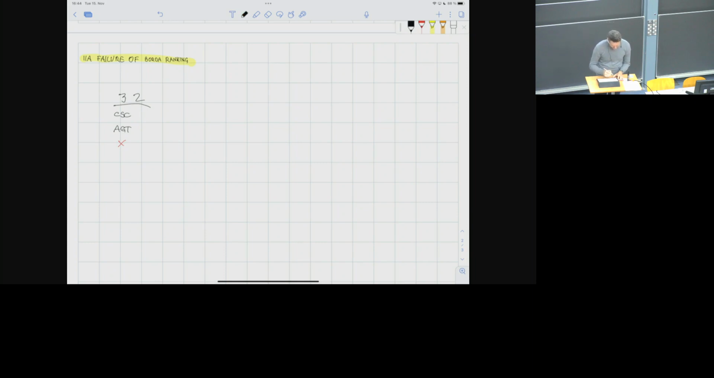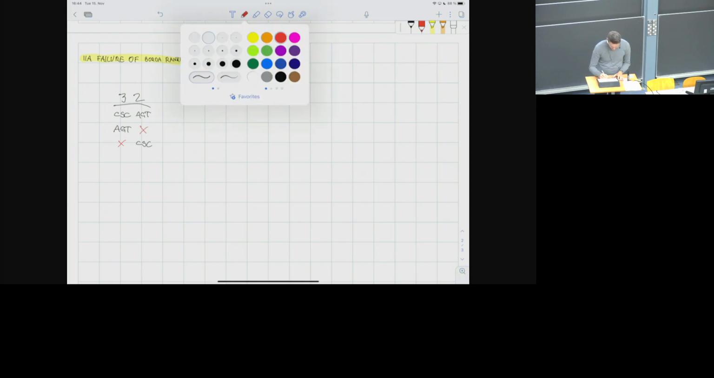Then there are 2 other students, or 200, who like AGT the best. And then they don't like computational social choice at all. I don't know why, but they do. And this course X is just in between there.